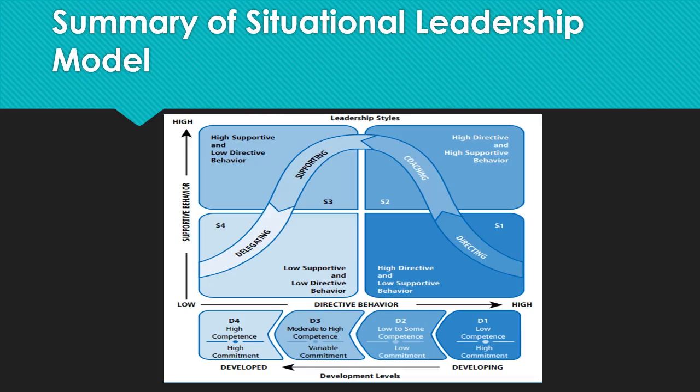If followers are at D3 level, which is where they have moderate to high competence and variable commitment, a leader who is of the supporting kind can be helpful for such followers. If followers are at D4 level, which is where they have high competence and high commitment, a leader who is of the delegating kind can be helpful for such followers.